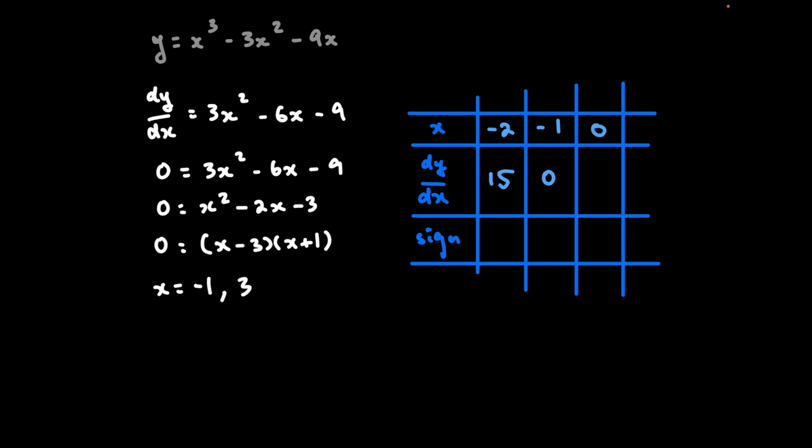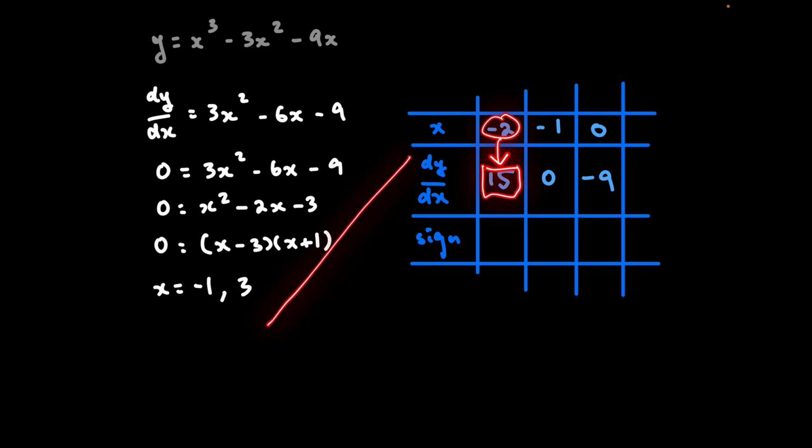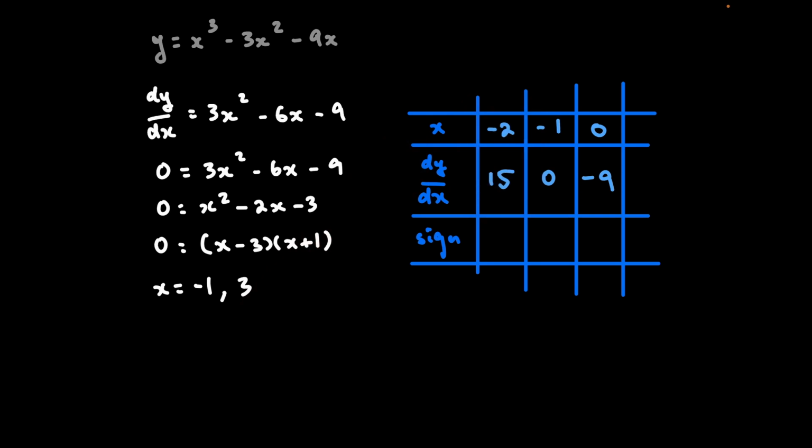Now let's do the same thing for 0. If I sub 0 into this equation, the first two terms simply cancel, and we're just left with a minus 9. Now just by looking at our derivatives, we can say when x equals negative 2, the gradient of the tangent line will be 15, which means the tangent line will be rising like this. So I'm just going to draw a little line upwards like this.